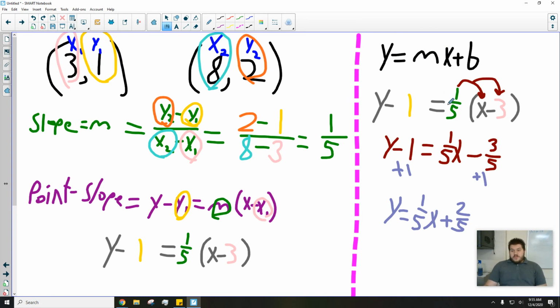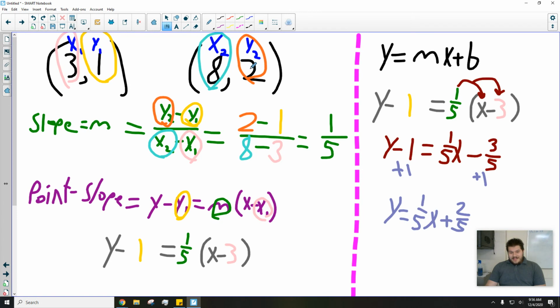And to do that, all we had to do was distribute the slope to both the x and whatever this number here is. And then we had to add this number to both sides. That's all you have to do. Find slope, plug in point slope, distribute your slope, add both sides. Or subtract if this is negative. That's all you have to do for these. And it's consistent. You do the same thing for all the problems.